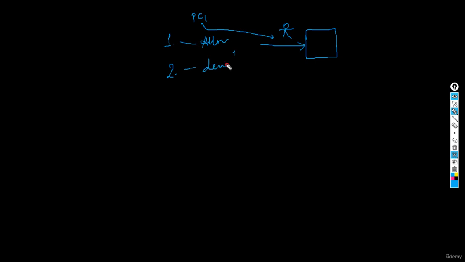Maybe this is your office and you have a security guard standing here, and you are saying if PC1 traffic is coming, allow him. First condition you give allow. Second condition you give deny. So first the security guard will allow that guy.